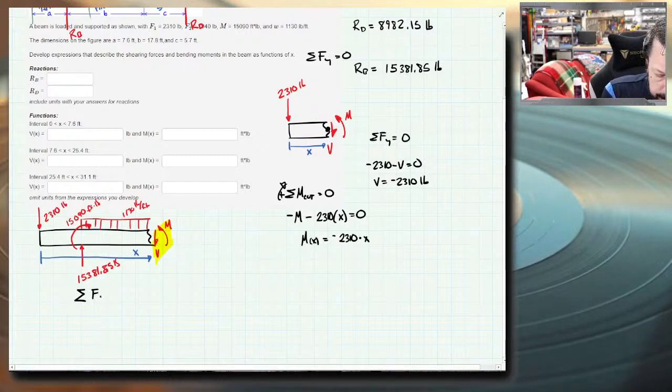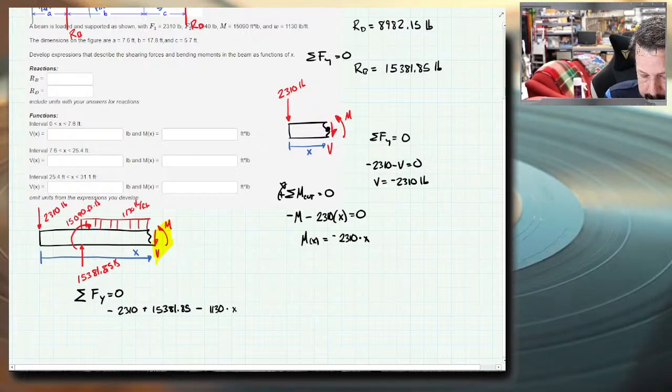Alright, so let's do the easy one first. Forces in Y, or easier. So negative 2310 plus 15,381.85 minus however much of this distributed load we have, which is 1130 pounds per foot times X minus A, where my A is 7.6 feet. Now, I didn't put units on any of this, but hopefully you can keep track of what they are. Minus V equals 0.